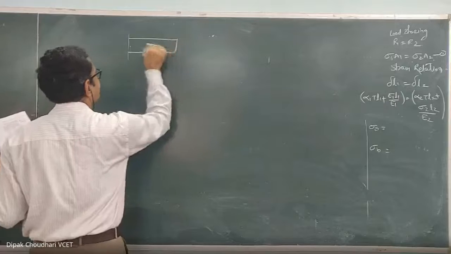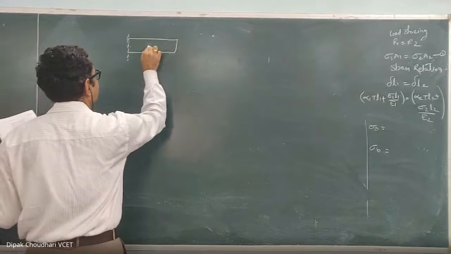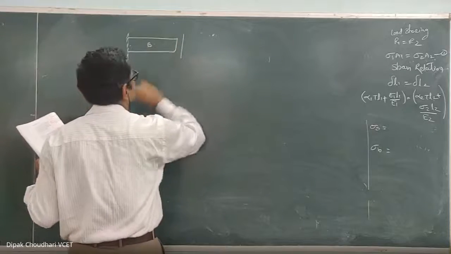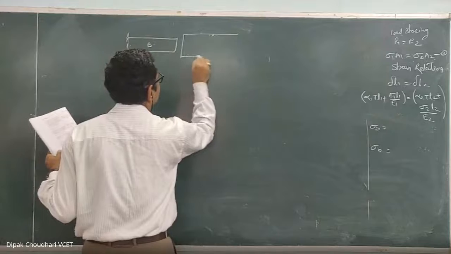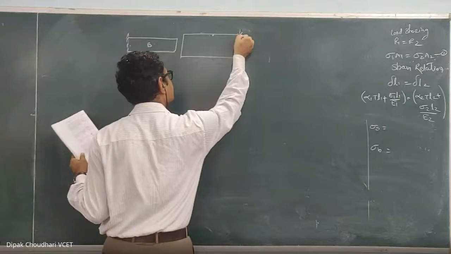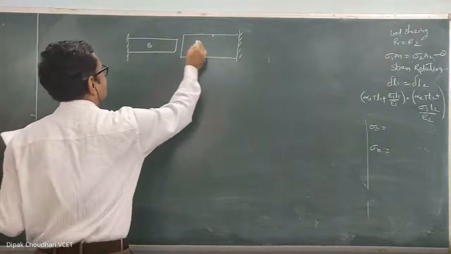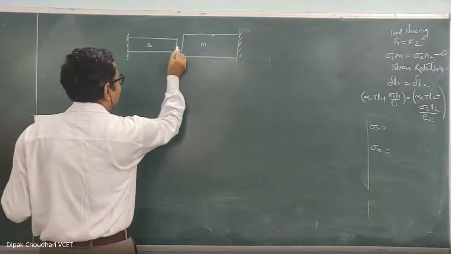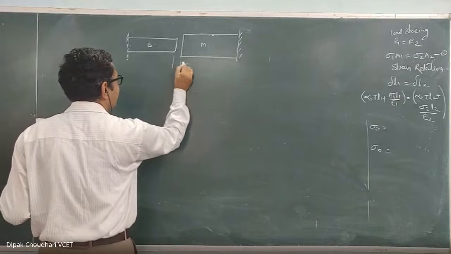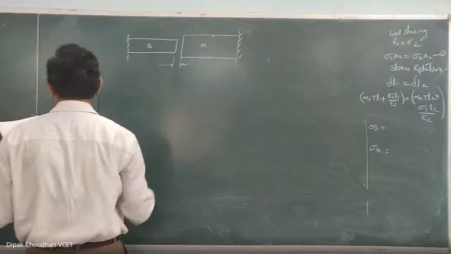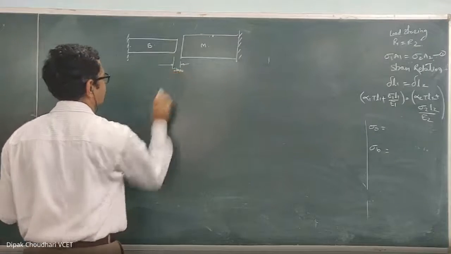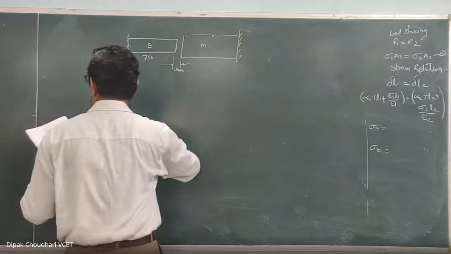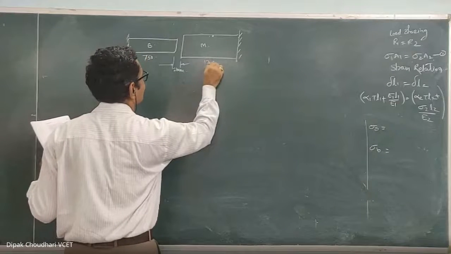This is a brass rod, one end is fixed and the other end is free, and the other material is magnesium. This is the magnesium material. Its one end is fixed and the other end is free, and these two materials are in series. At the free ends of these two materials there is a gap of 2 millimeter. The length of the brass is 750 millimeter and the length of the magnesium is 1300 millimeter.